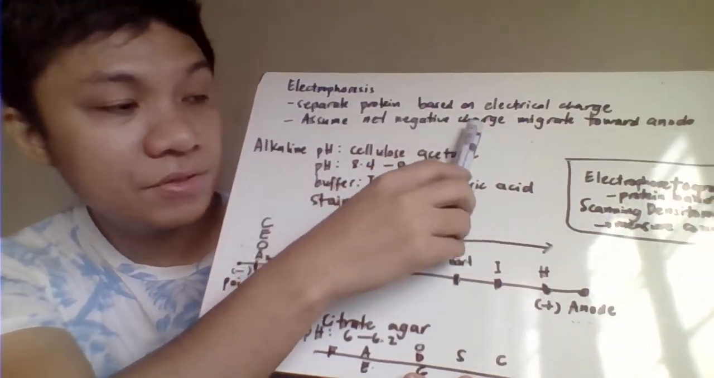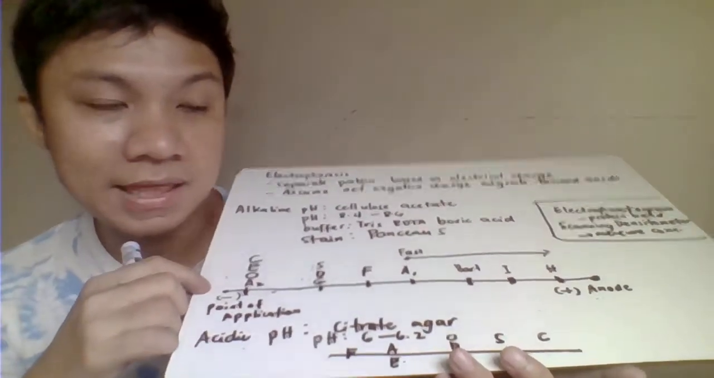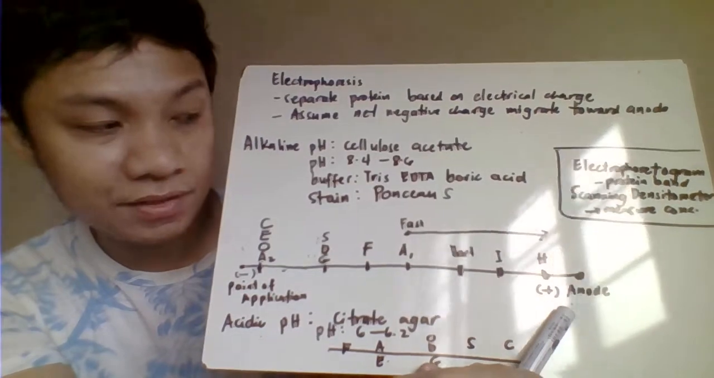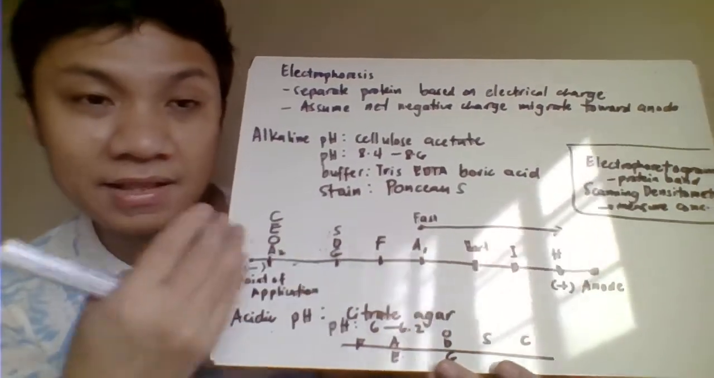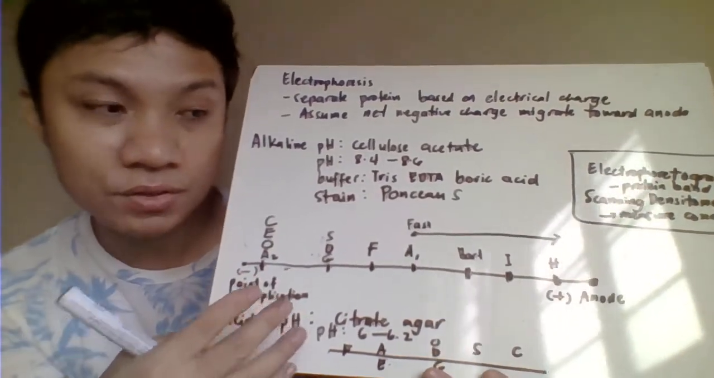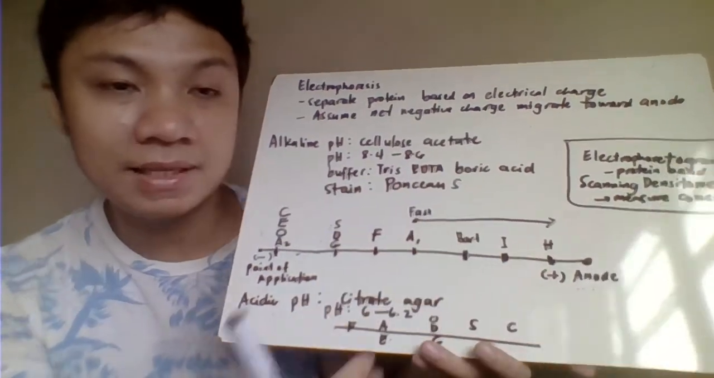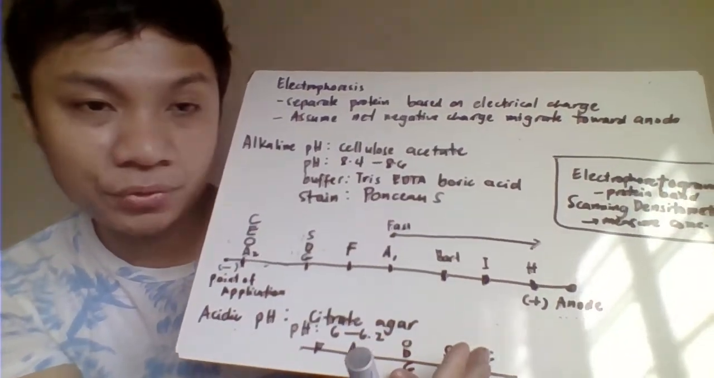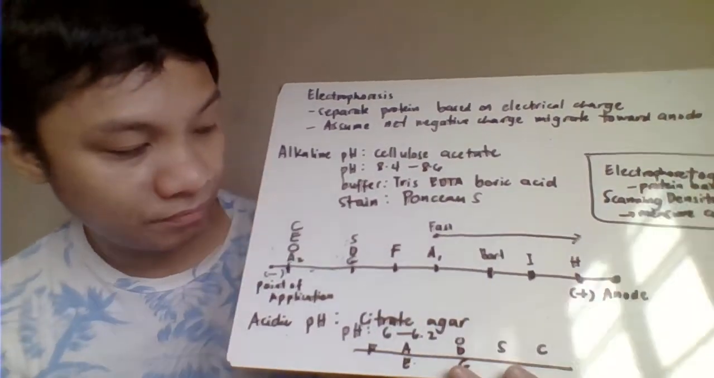Okay, net negative charge, and then they try to migrate towards your positive electrode. This is your anode. Again, they assume a net negative charge and they migrate towards our positive electrode. You call that one your anode.